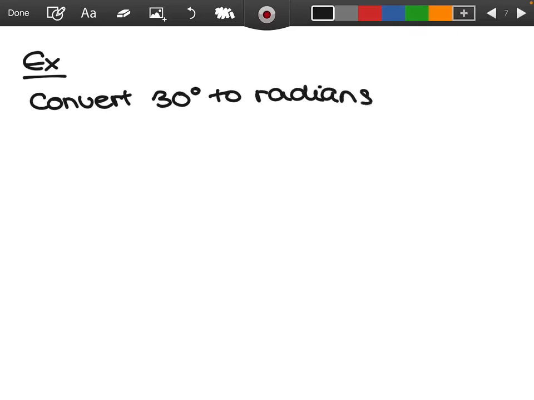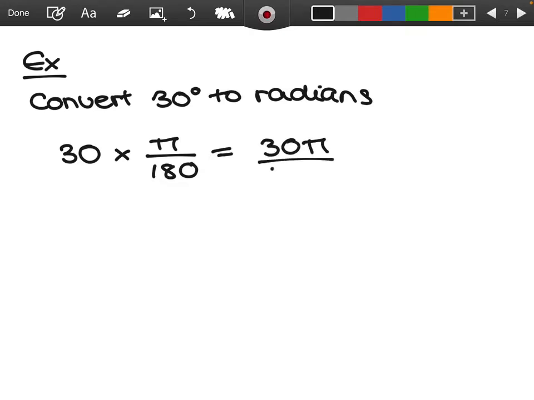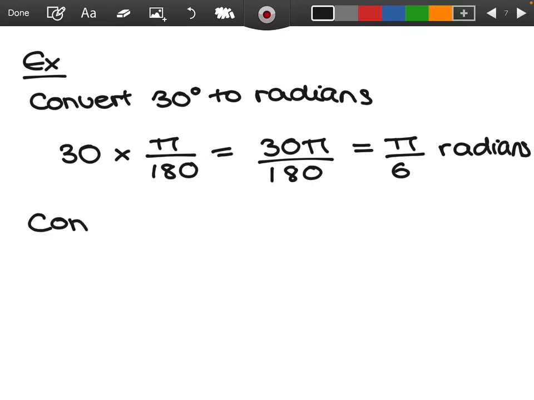Okay. Let's do a couple quick examples here. So my first example, I'm going to convert 30 degrees to radians. So like we said, we're going to take the number of degrees and we're going to multiply it by pi over 180. So if you simplify that, that would be 30 pi over 180, which would just be pi over 6 radians. Okay, so you can just cancel out the fraction.